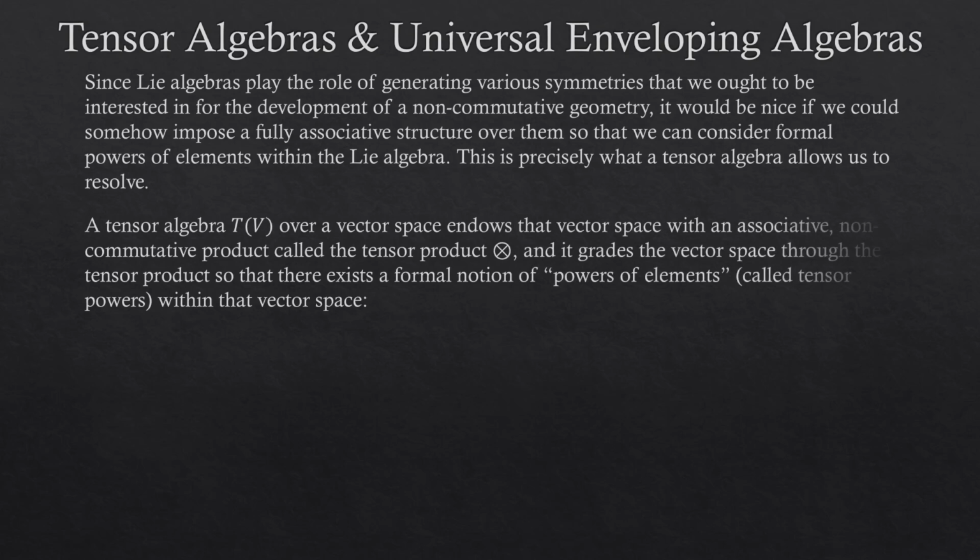A tensor algebra, T of V, we'll call it, over a vector space endows that vector space with an associative non-commutative product called the tensor product, given by this ⊗ symbol. And it grades the vector space through the tensor product so that there exists a formal notion of powers of elements, if you will, called tensor powers, within that vector space.